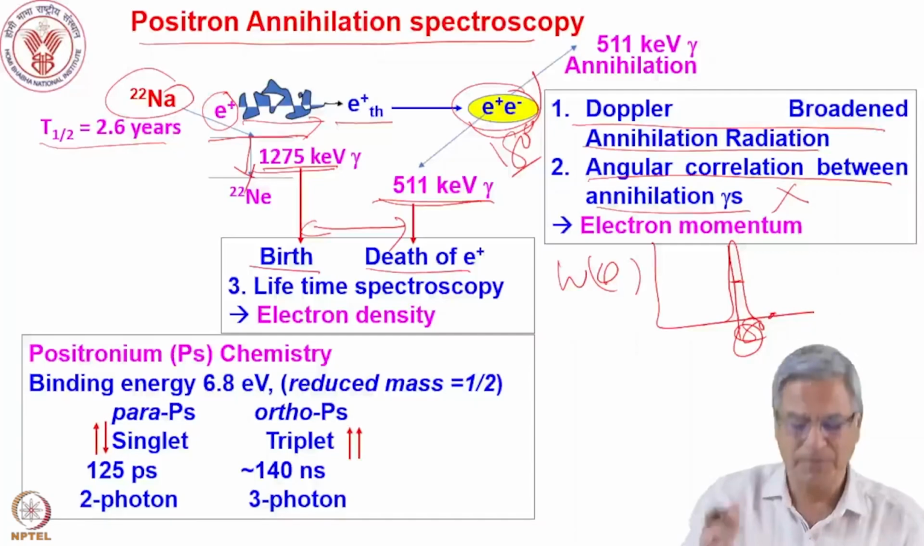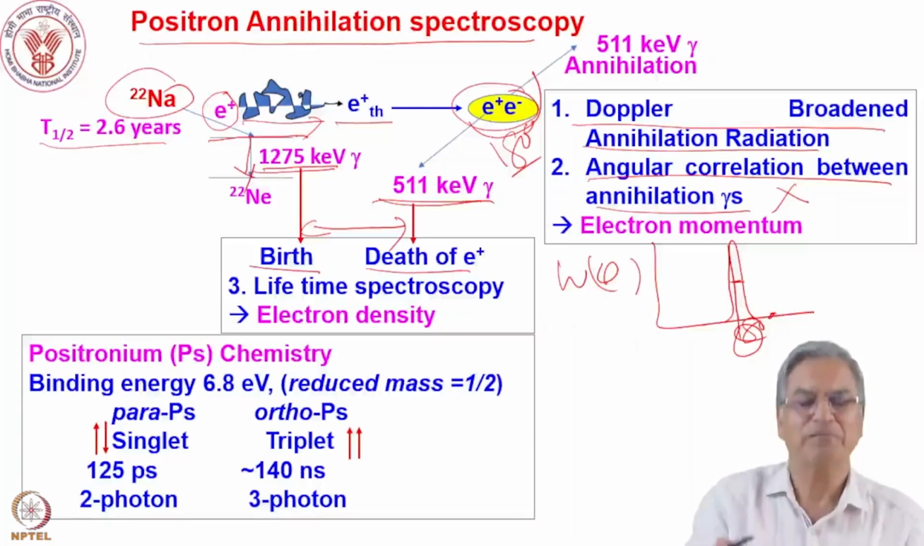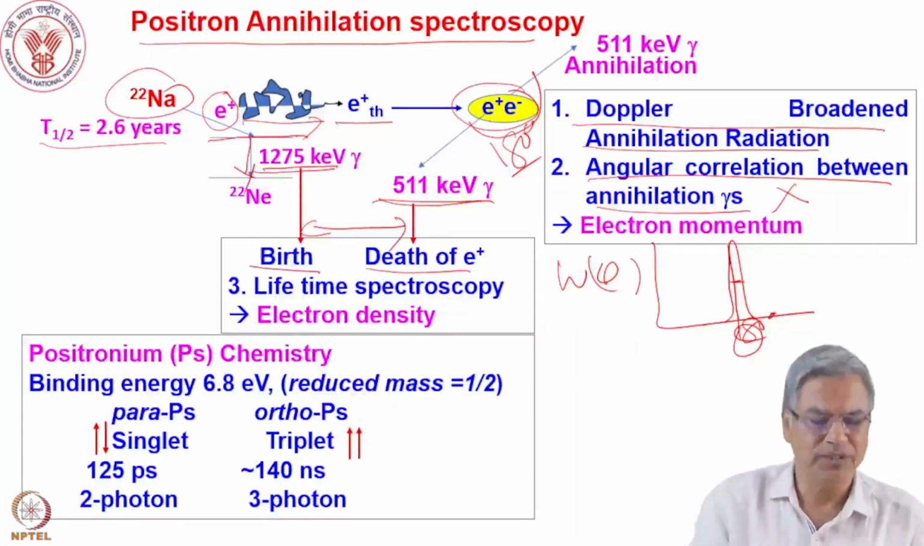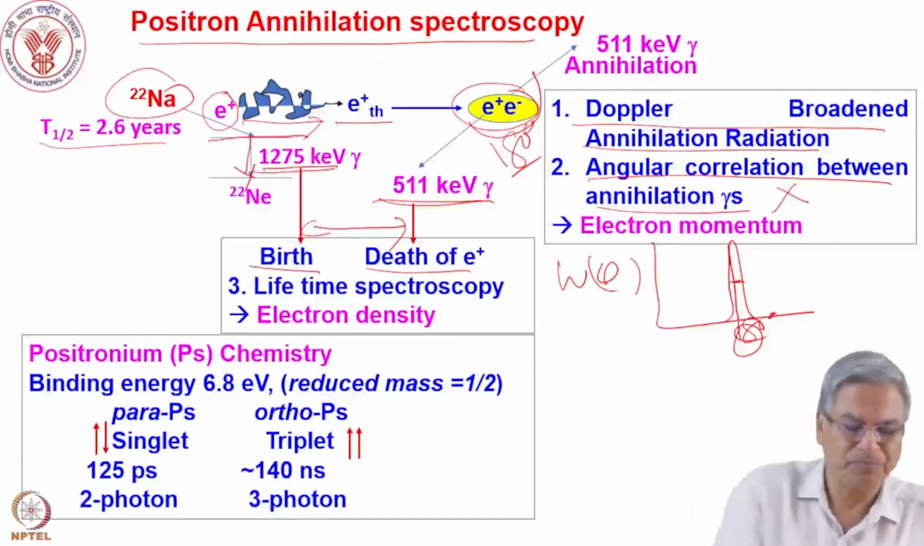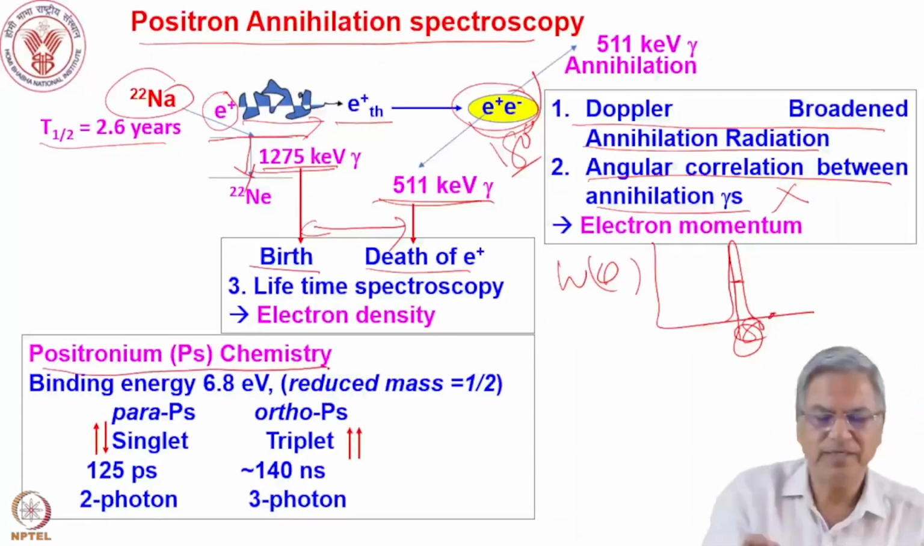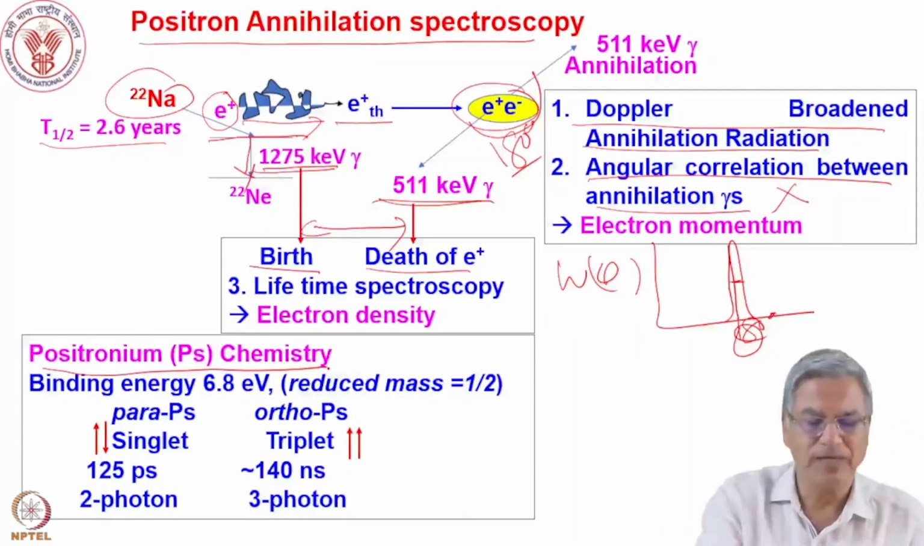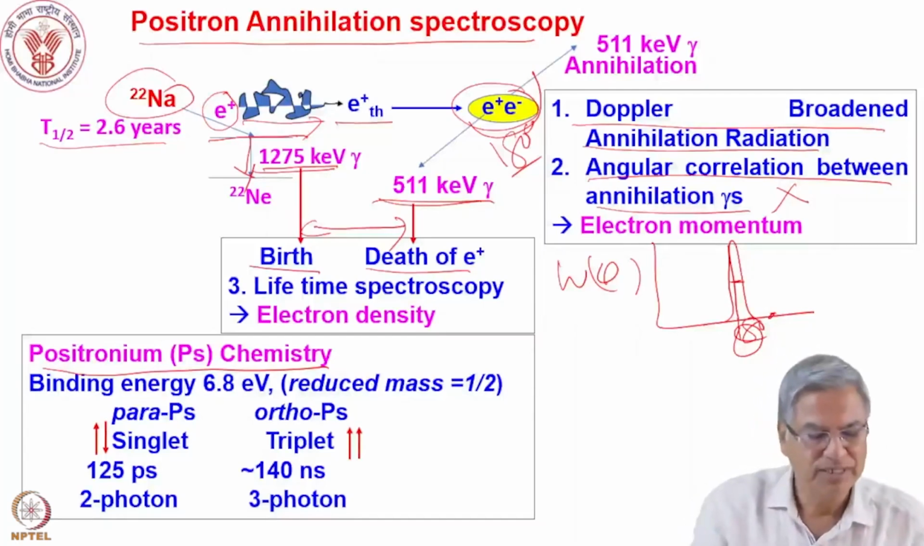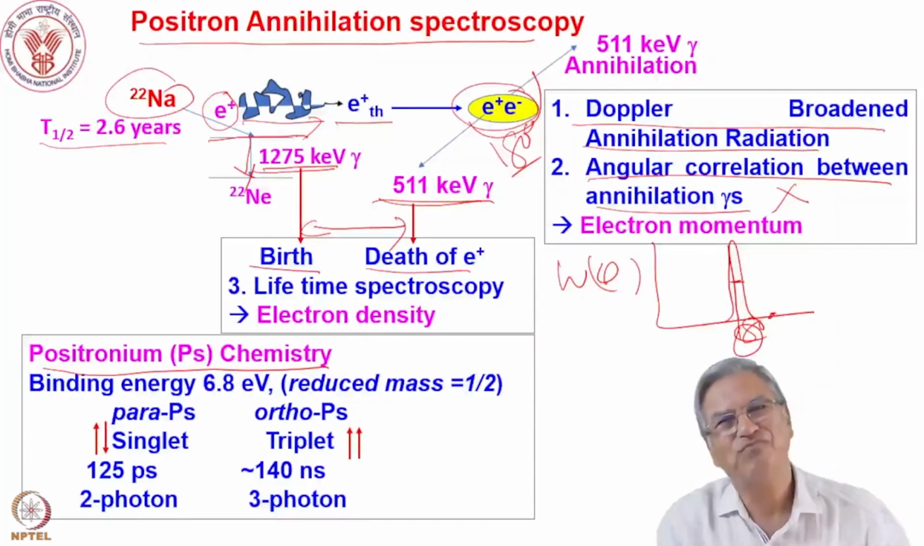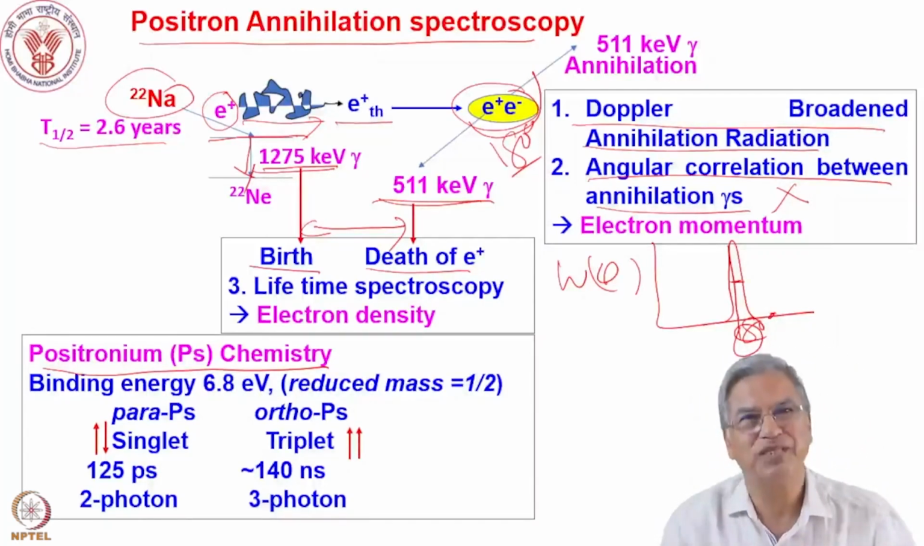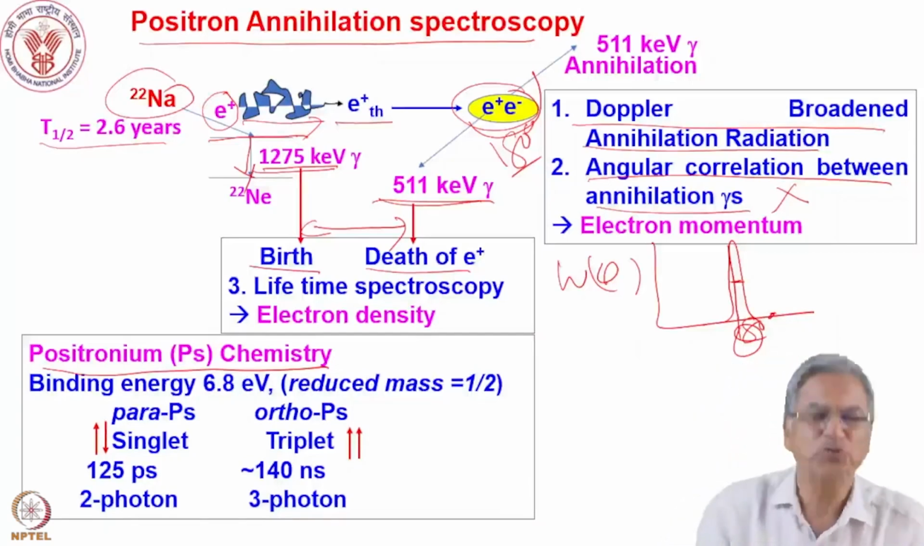So these are the three experimental techniques: Doppler broadening of annihilation radiation, angular correlation between gamma rays, and lifetime spectroscopy, which are used in positron annihilation spectroscopy. And other than this electron momentum and electron density measurement, another very interesting field is positronium chemistry, the chemistry of positronium.